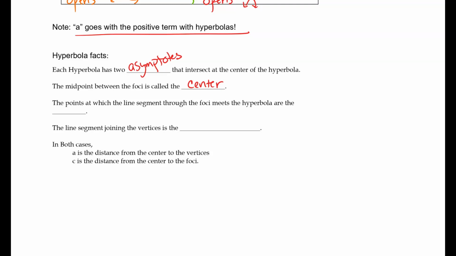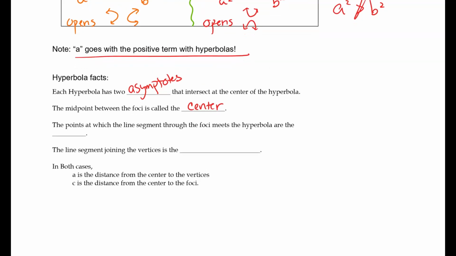The points at which the line segments through the foci meet the hyperbola are called the vertices. Isn't that kind of fun? You do not have to remember that name. And the line segment joining the two vertices is the transverse axis. So again, in higher level math you would have to know those. So guess what? You don't need to know them, but they're helpful if you're going to use future math.